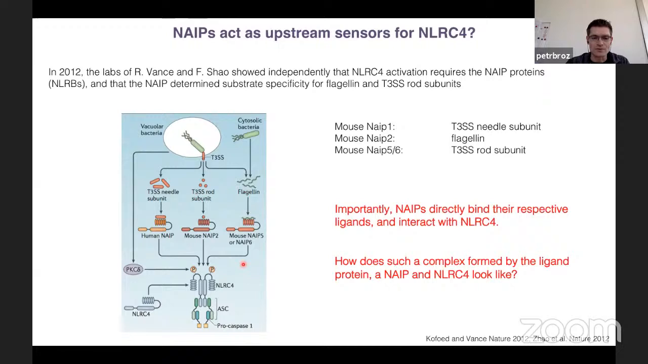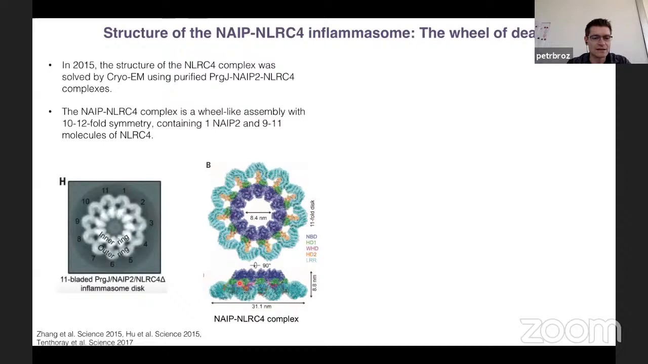So how does the complex finally look that is built by the NAIP proteins and NLRC4? This is work, of course, of structural biologists. Many groups have now provided structural data on that. The first were published in 2015. This was a cryo-EM structure of a purified complex between PrgJ, the rod subunit of Salmonella, the NAIP2 protein of mice, and the NLRC4 protein of mice. And what you can see here is the structure of such a complex.